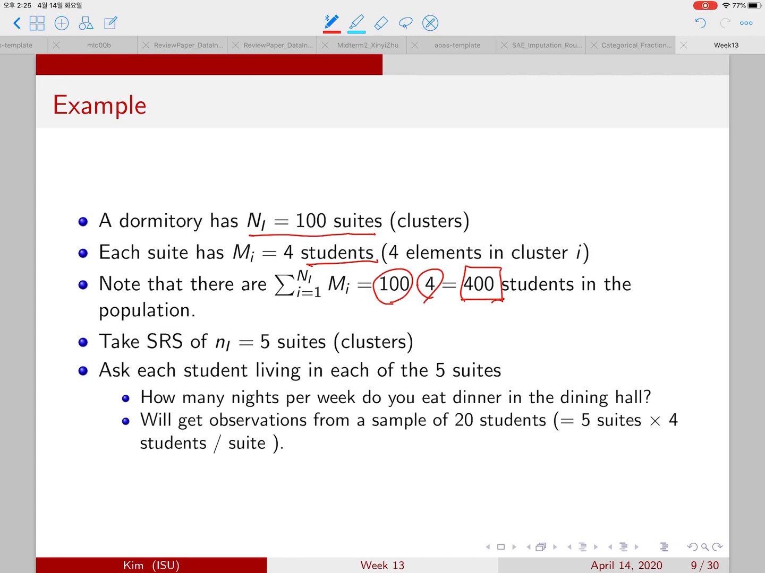From this population, we decide to use simple random sampling of clusters, that is, simple random sampling of the rooms, with a sample size equal to 5. So we select 5 clusters, and then we ask each student living in each of the 5 rooms. Every student in a sampled room will be asked this question: how many nights per week do you eat dinner in the dining hall? So we get observations from a sample of 20 students, which is 5 sampled suites times 4 students per suite.